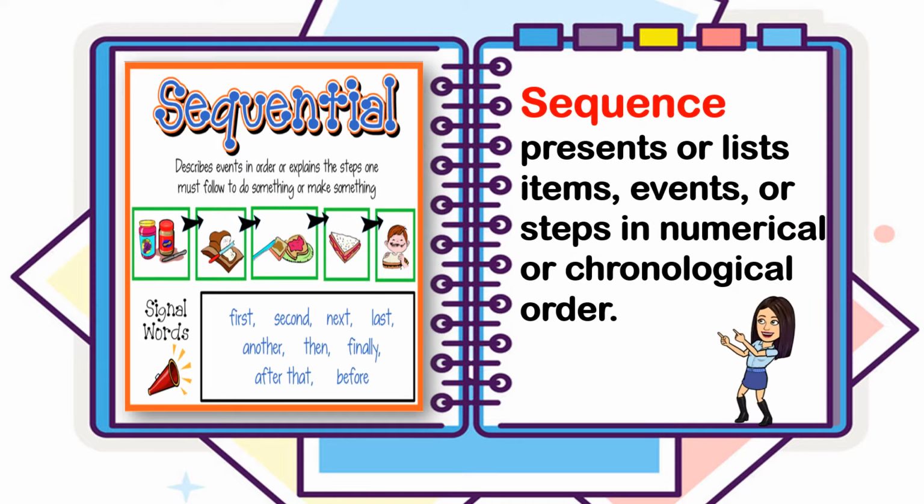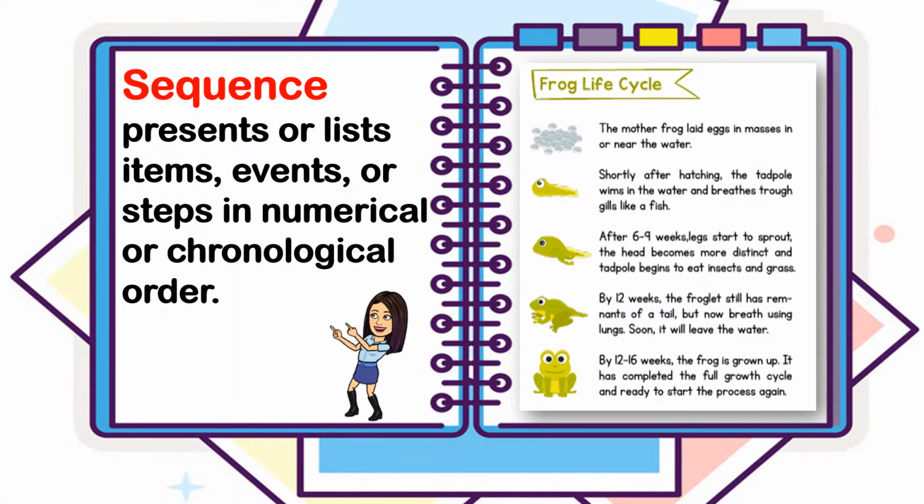Sequential or sequence. Sequence presents or lists items, events, or steps in numerical or chronological order. We also use signal words like first, second, next, last, another, then, finally, after that, and before. In the given illustration, it explains the steps one must follow to make a sandwich. Another example of sequence is the life cycle of a frog, wherein the life cycle is arranged in a chronological order, from being an egg up to the adult frog.